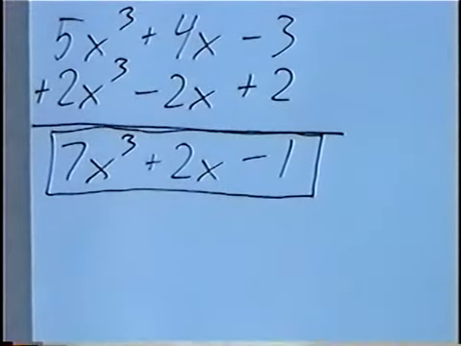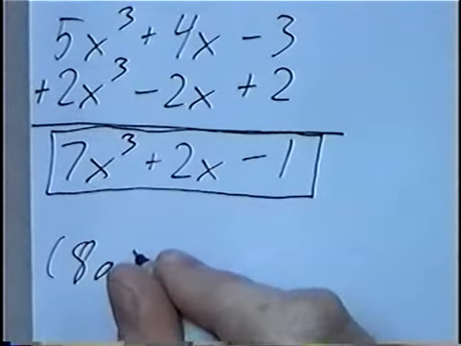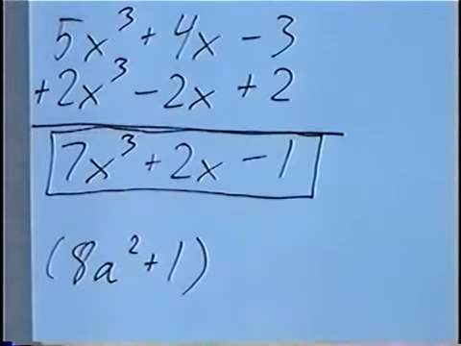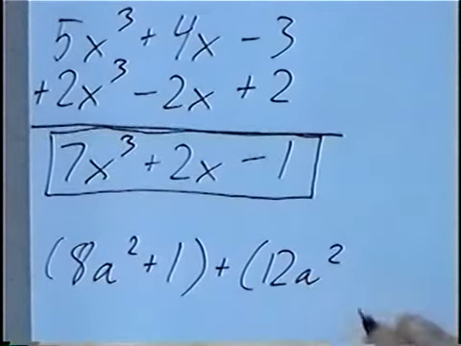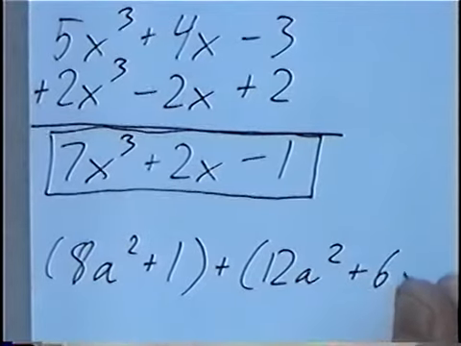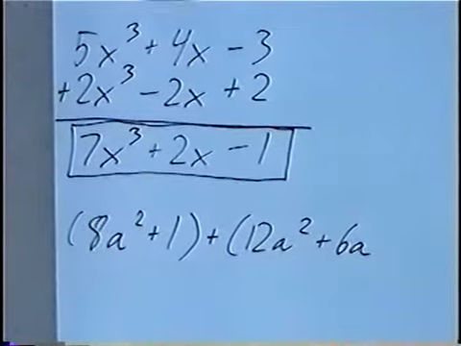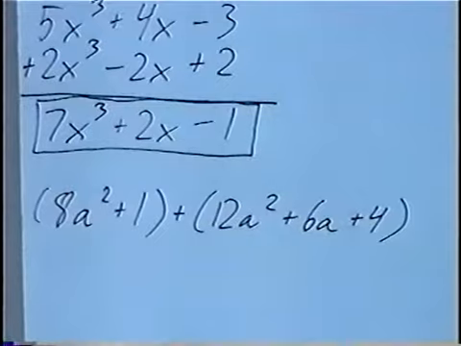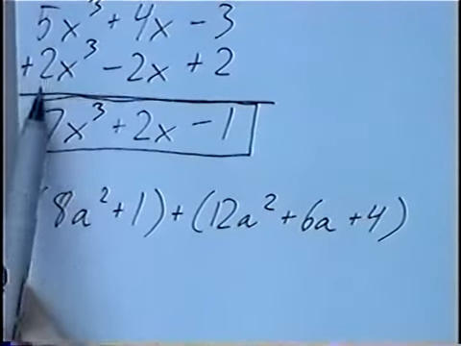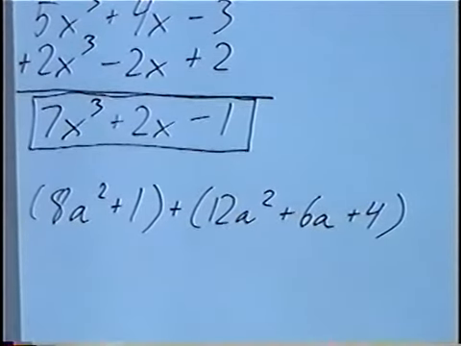And last question for the section. In parentheses, 8a to the second power plus 1, close parentheses, plus a second set of parentheses, 12a squared plus 6a plus 4. In this section, instead of vertical addition where we can add straight down, this is called horizontal addition, where it's all written in a single line.